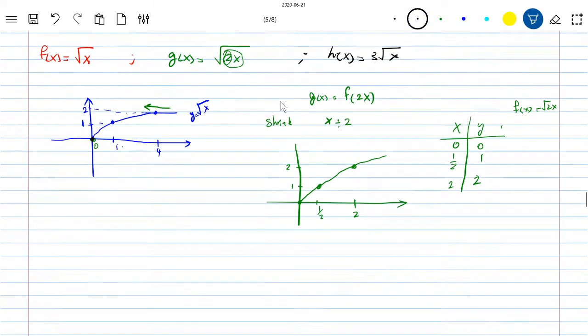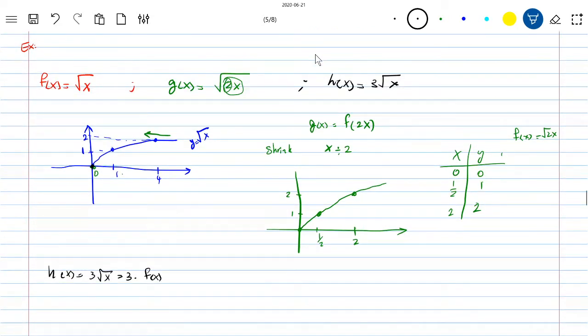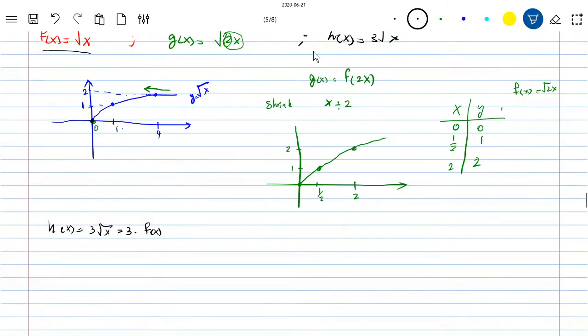Function h is an example of, so here h of x, which was 3 square root of x. This is the same as saying 3 times f of x, because f of x is just square root of x. So we've rescaled the function f by 3. How did we do it? We multiply the function by 3. So that means all the y values get multiplied by 3. This is the stretching case along the y direction.